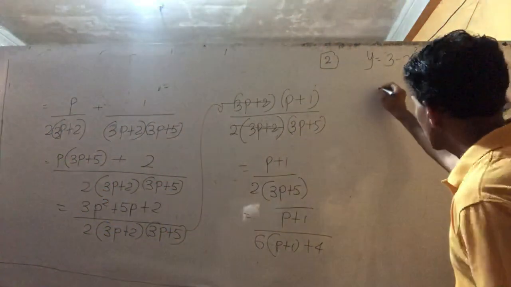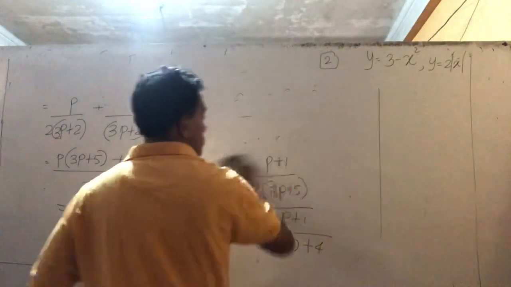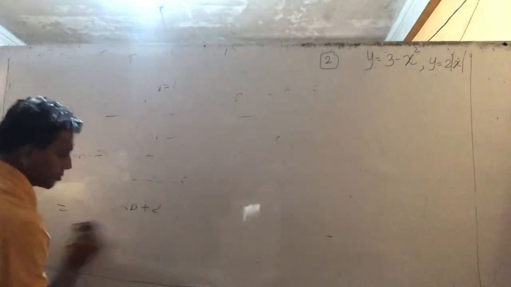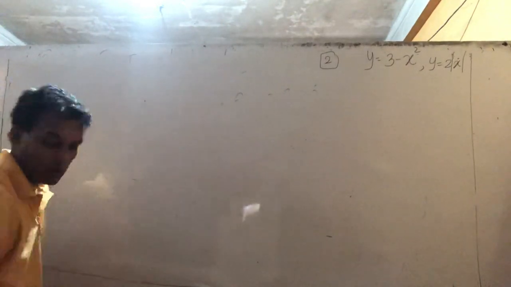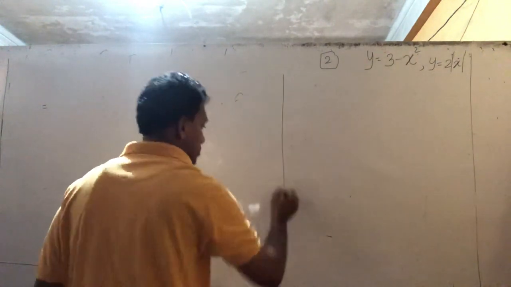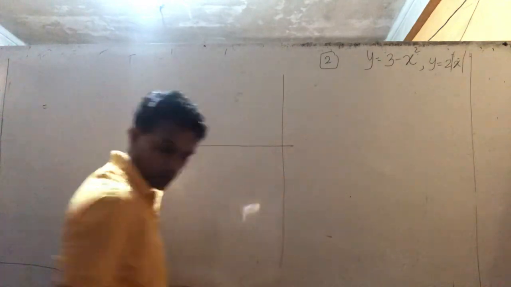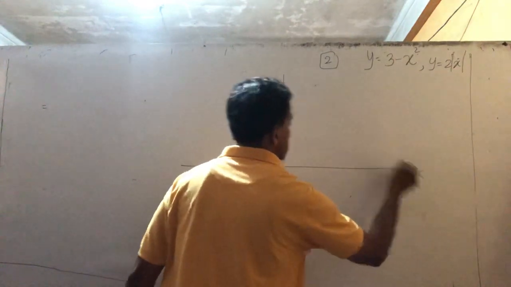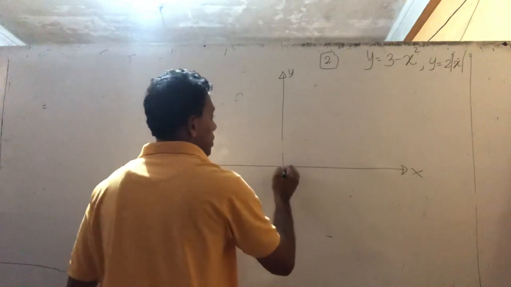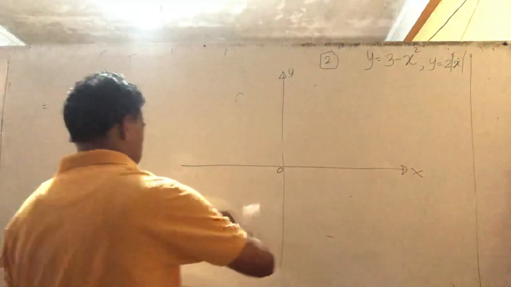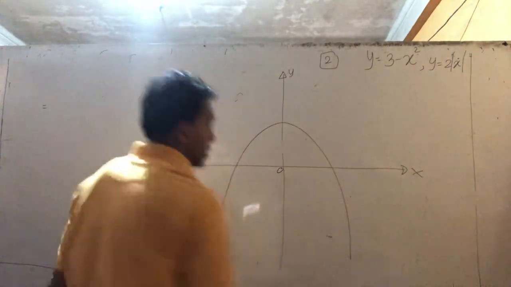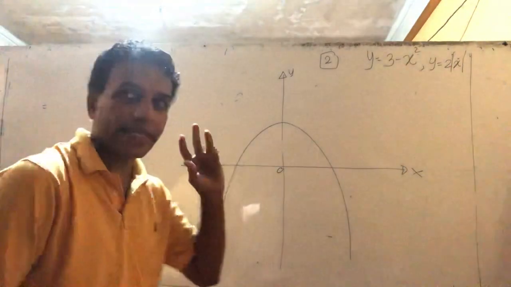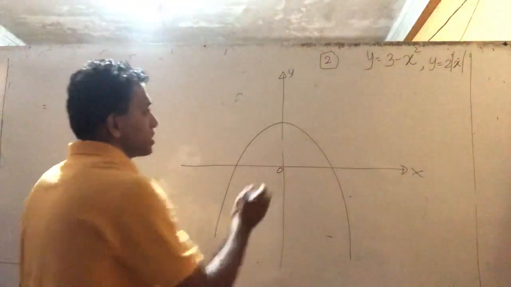Draw the x-axis, y-axis, origin, and the y equal 3 minus x squared, the parabolic curve, like this. Don't use a differentiation method to draw; a rough sketch with a good idea of these elements is enough. It's a parabolic curve, and its maximum point is 3.